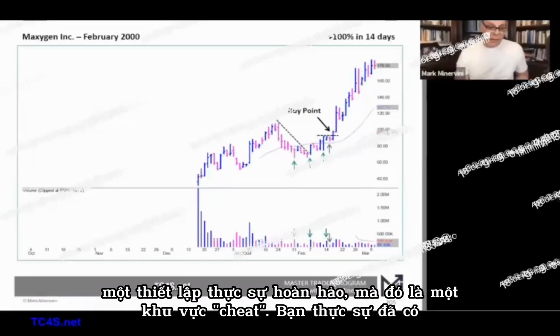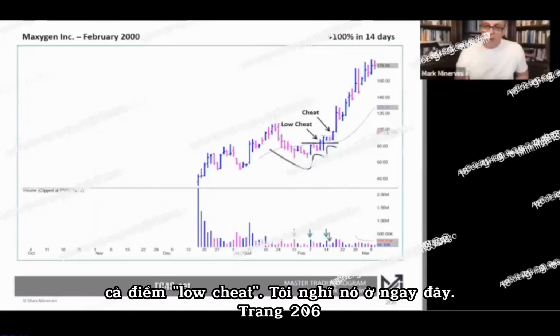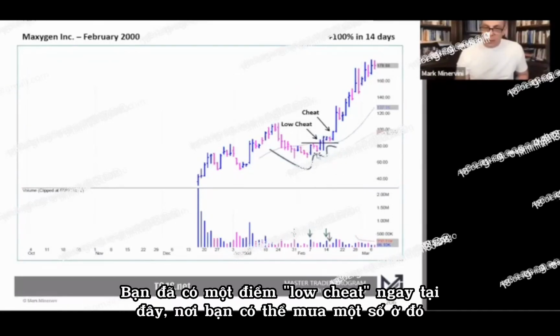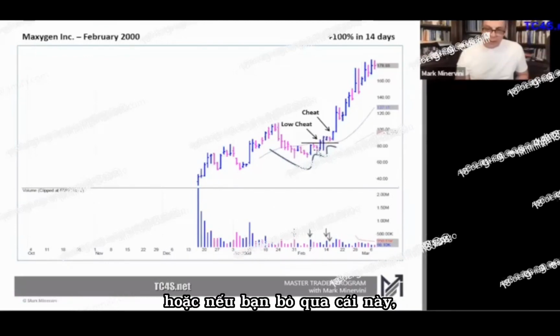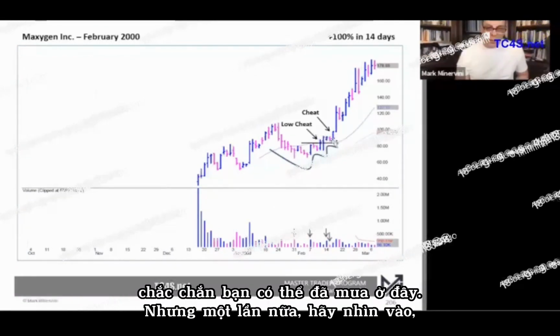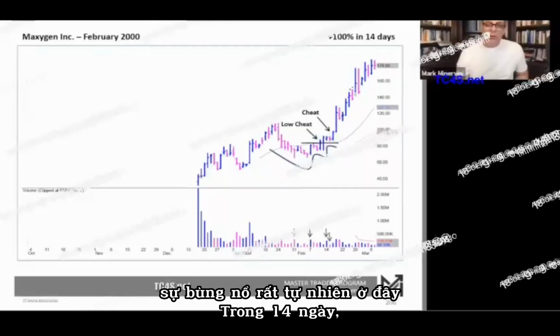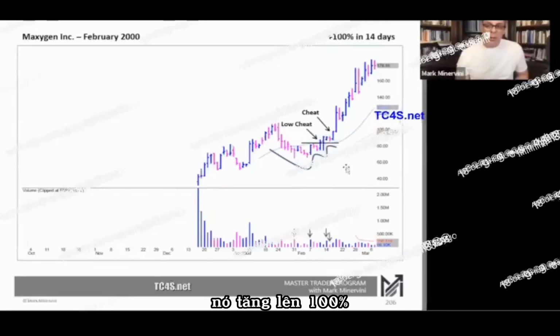You actually had a low cheat also. I think it's right here. There we go. Page 206. You had a little low cheat right here, where you could have bought some and then added to your position right here. Or if you passed on this one, then certainly you could have been buying here. But again, look at the explosive nature of this. In 14 days, it goes up 100%.